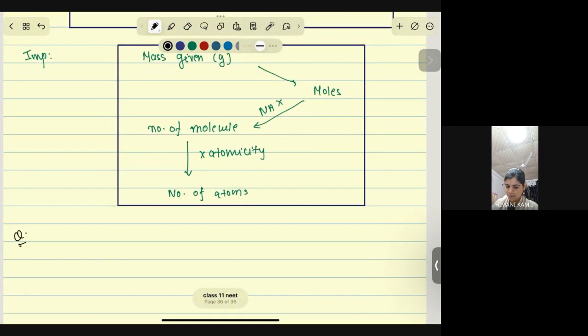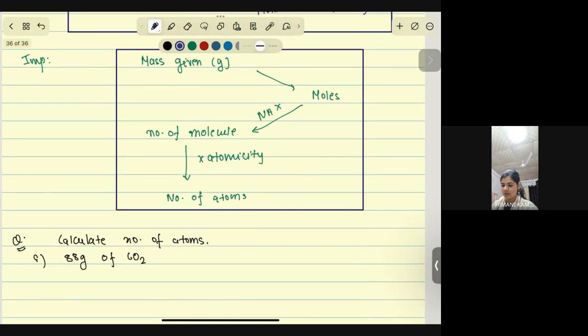So now we will do one question, which is to calculate the number of atoms for first 88 gram of CO2. Using this chart, you can calculate the number of atoms. You can try. Don't solve Avogadro number, just write it as NA.